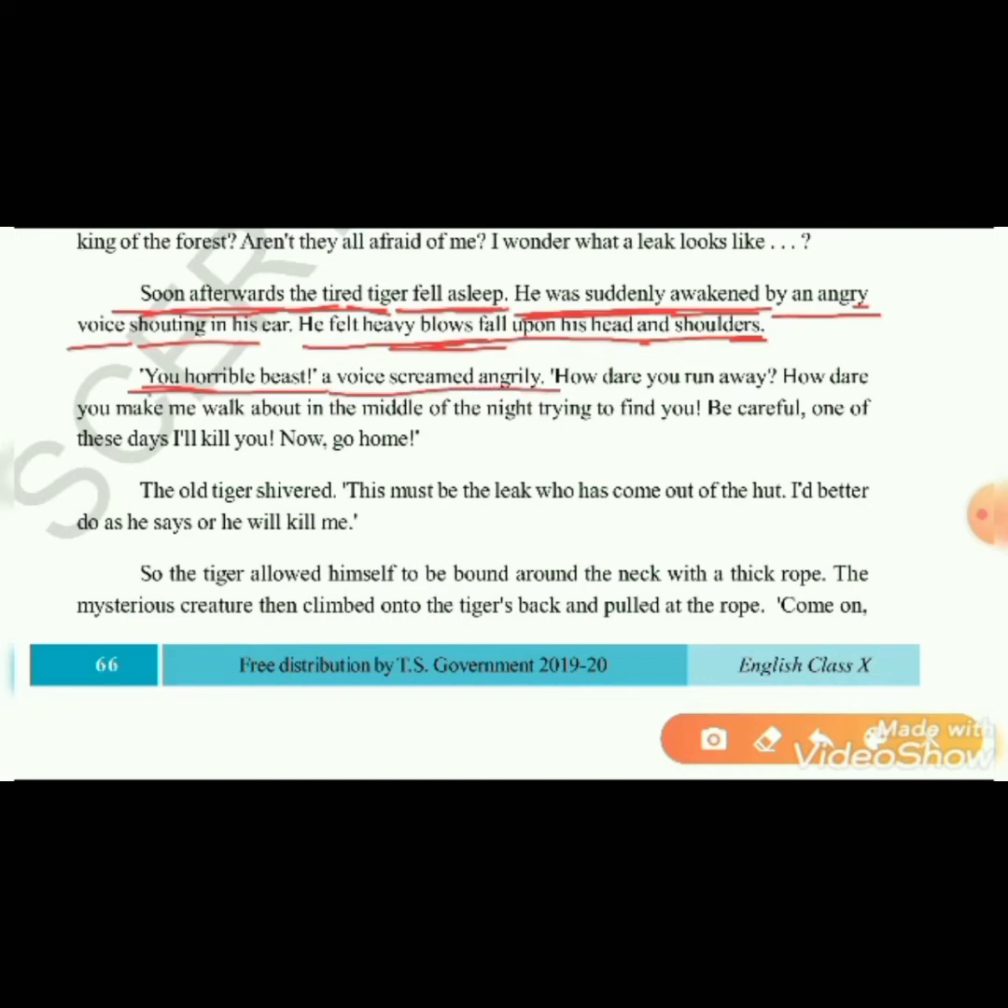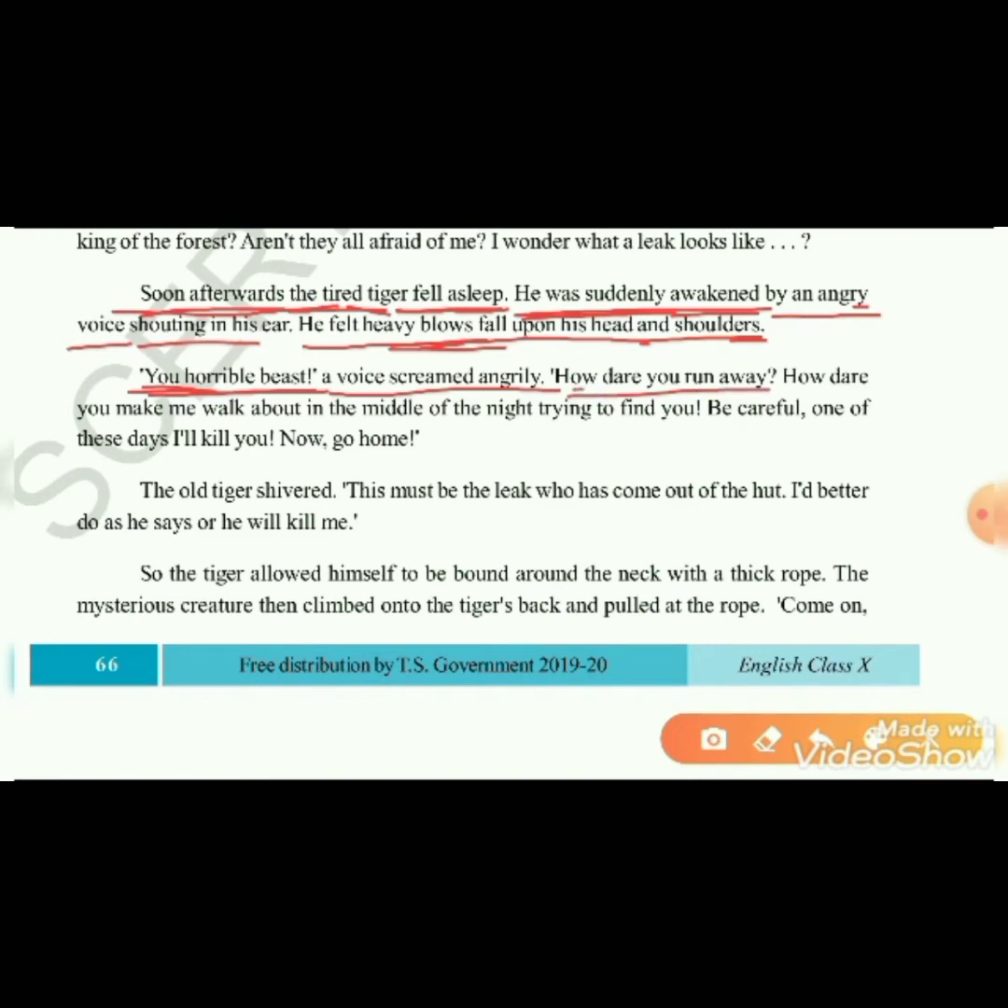"You horrible beast!" How was the tiger greeted? We greet the teacher, "Good morning, sir. Namaste, sir." But here, the tiger is greeted. How? "Horrible beast." The tiger is greeted, "Horrible beast." What is the meaning of beast? Look into the dictionary, my dear children.